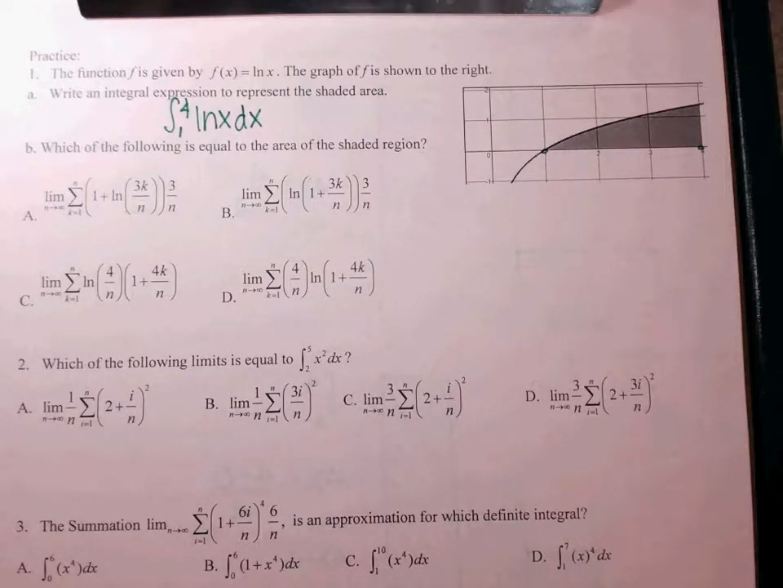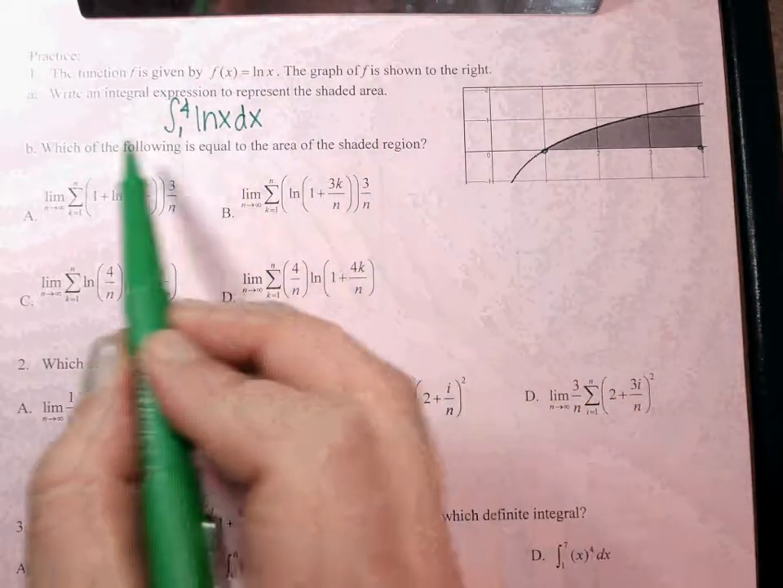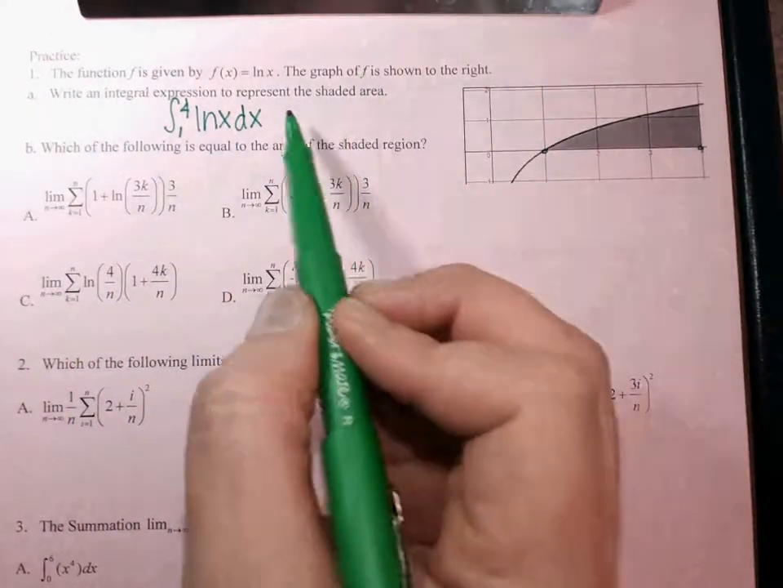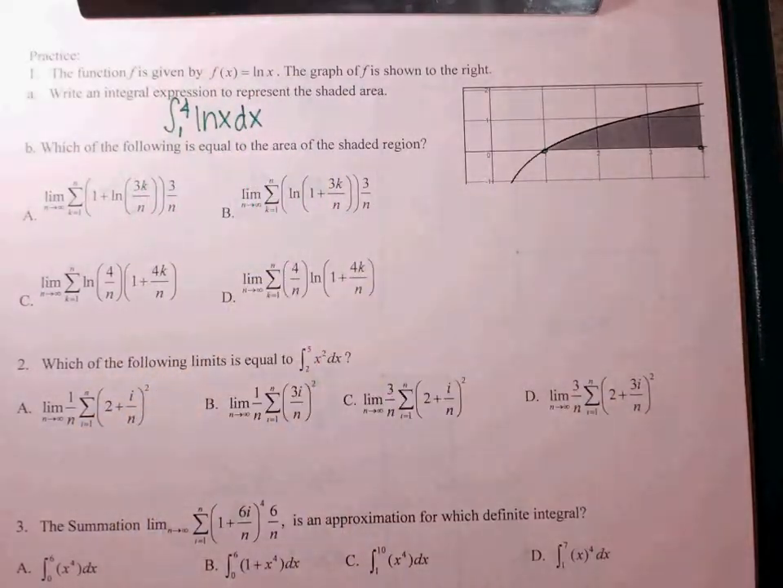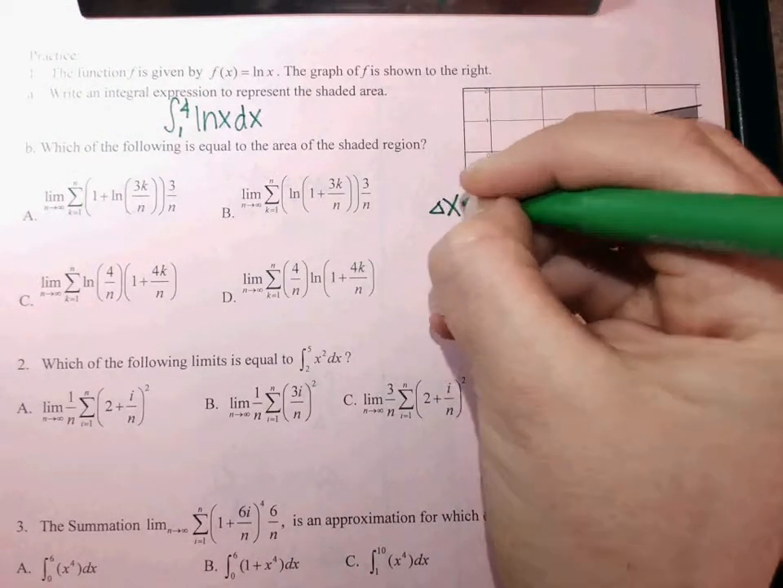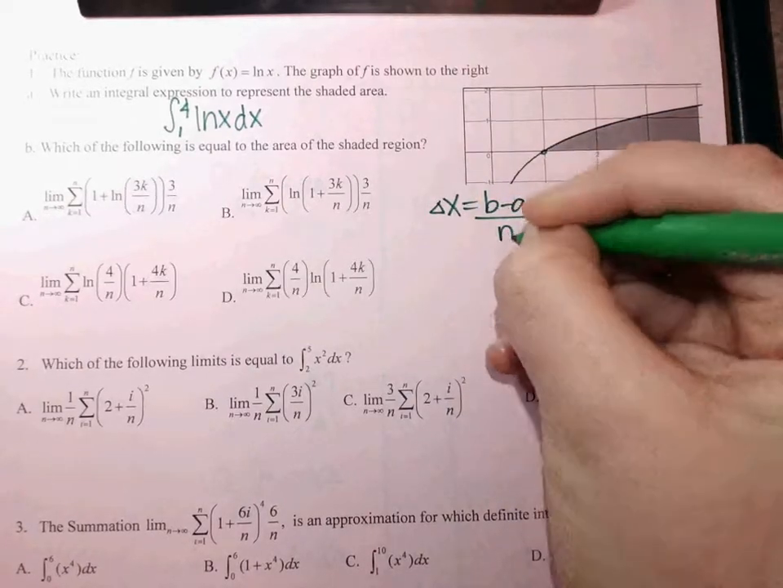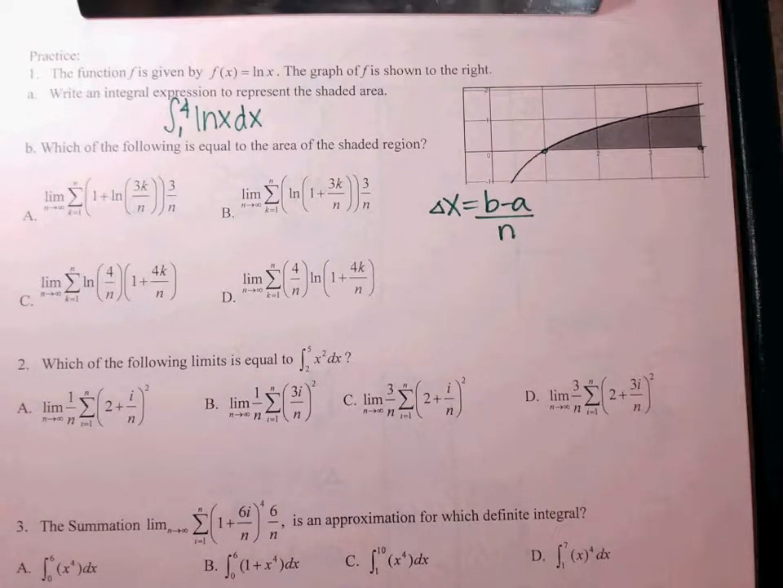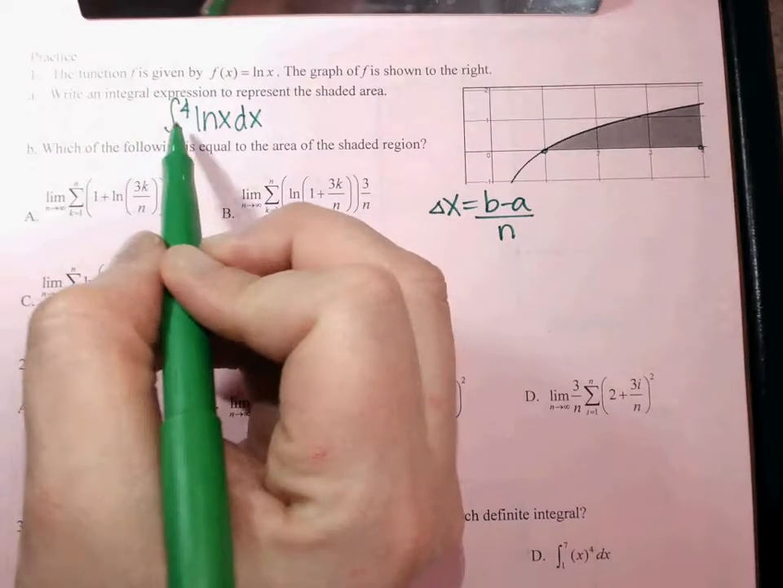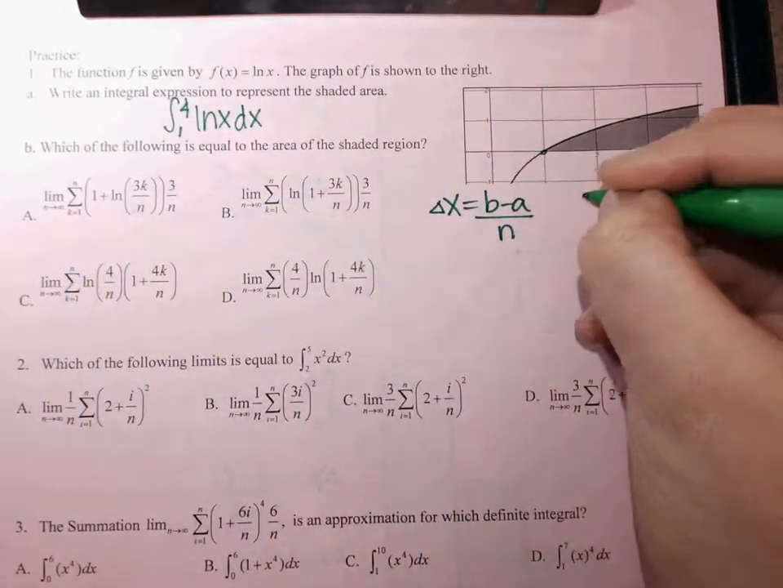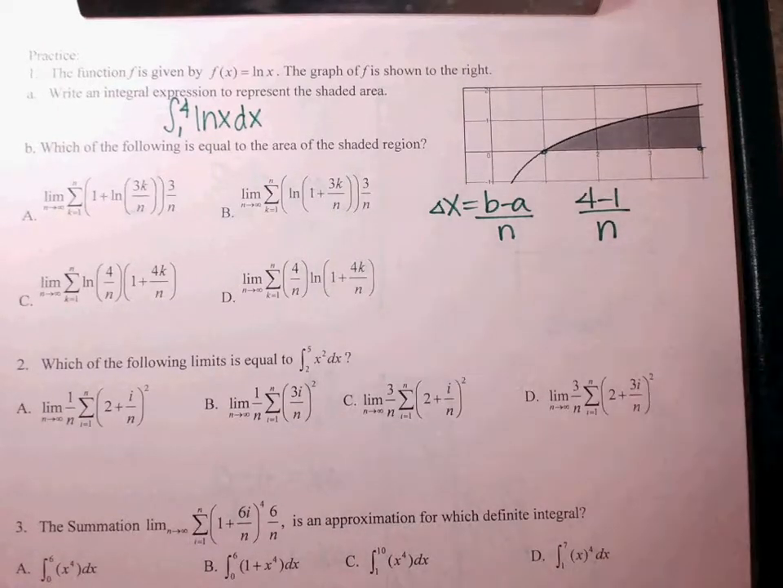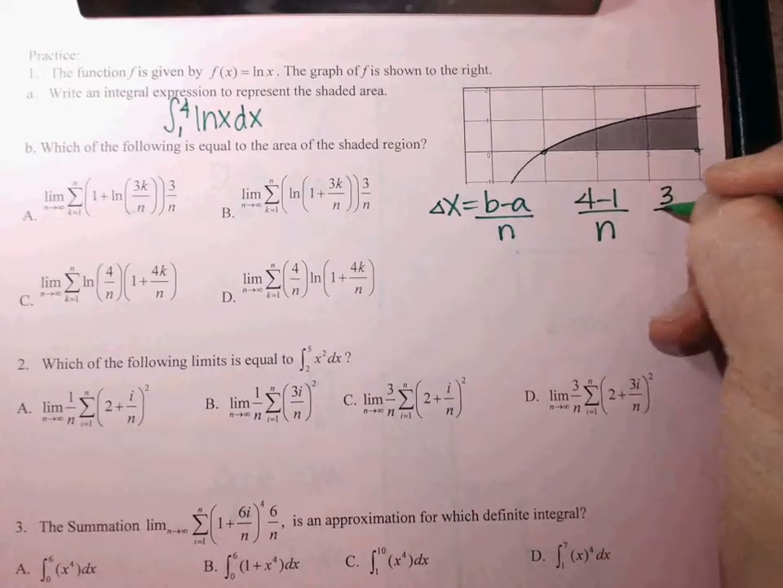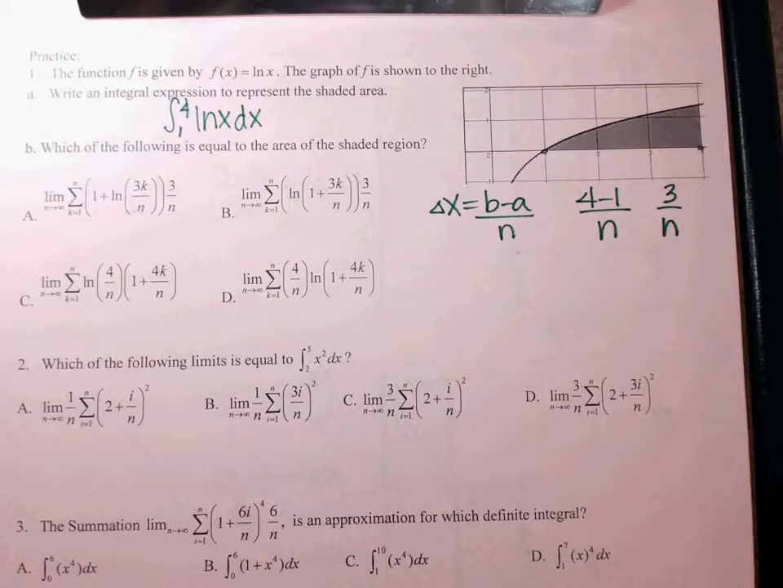Now we're going to discover, like on the AP test, this is how they'd phrase it. They'd say which of these is equal to that area. So you'd write it as an integral, and now we're going to convert into that limit. You don't actually have to figure it out, but we're going to convert. First I find delta x: b minus a over n. What is my a to b that I'm integrating from? 1 to 4. So it'd be 4 minus 1 over n. What is 4 minus 1? 3 over n. So look at your multiple choice answers.